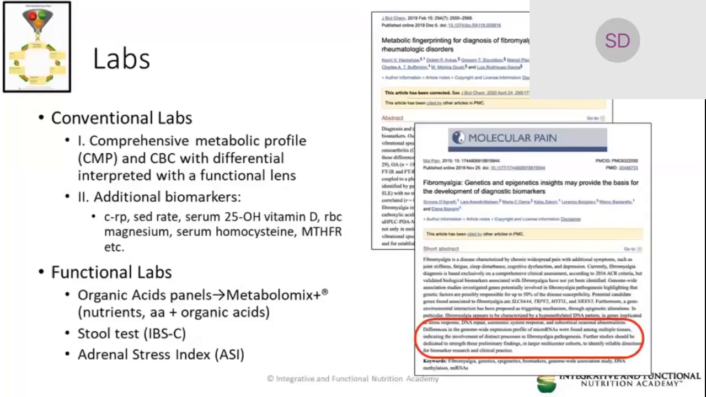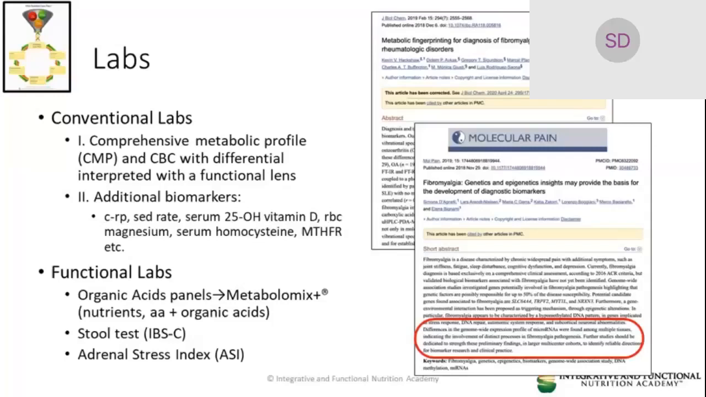So in this case, some additional biomarkers to take into consideration: a CRP, a Z rate, definitely a vitamin D, red blood cell magnesium, a serum homocysteine, and then once again, going back to genetic testing, if you are able to order, or the clinician you're working with is ordering, you can certainly order an MTHFR, which, as most of you already know, stands for methyl tetrahydrofolate reductase. And then in terms of functional labs, some of you may already be familiar with organic acids testing.